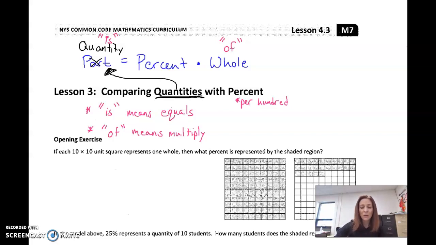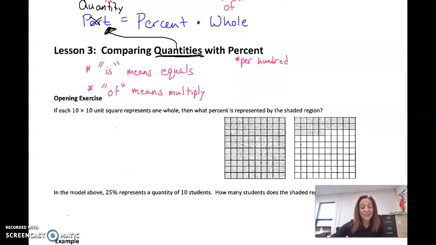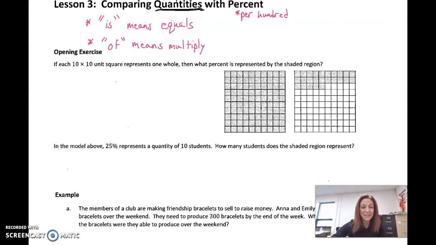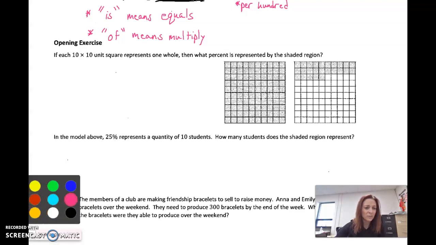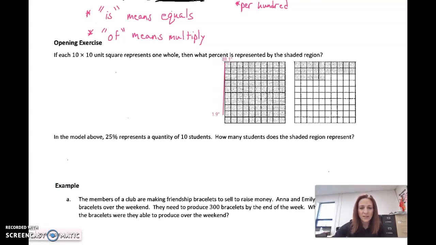Now let's talk about, again, quantities. We're comparing that with percent. Percent is always per 100. Quantities not necessarily. It says a 10 by 10 unit square represents one whole. Then what percent is represented by the shaded region? Well, you can see this whole square here is shaded. Hopefully the copy came out good enough that you can see that. And then we also have a section over here that's shaded.